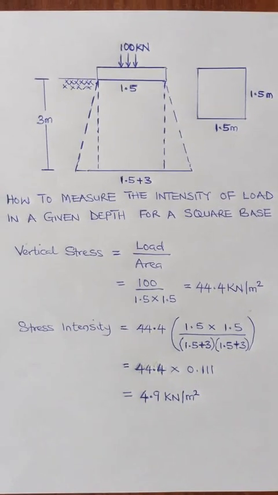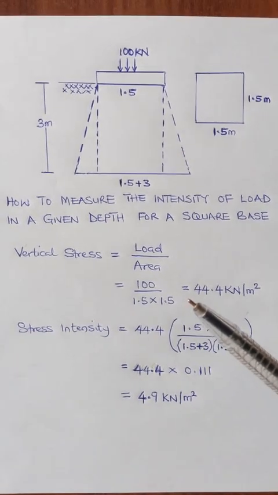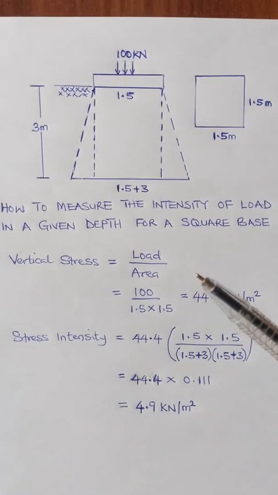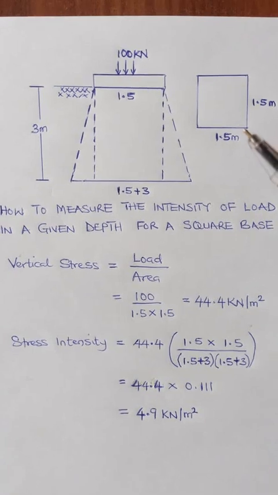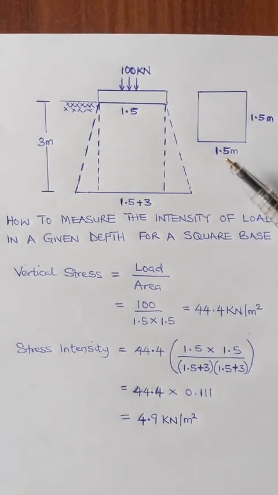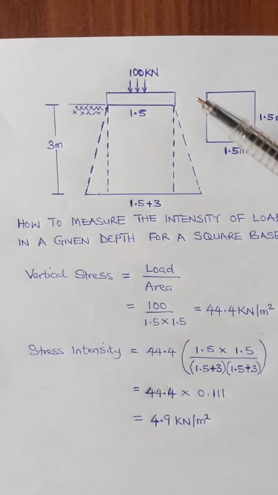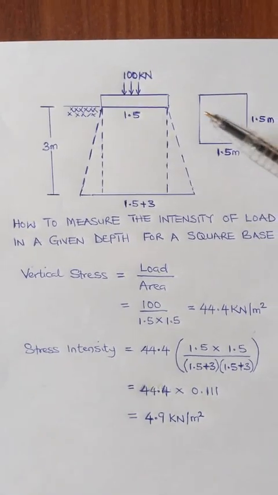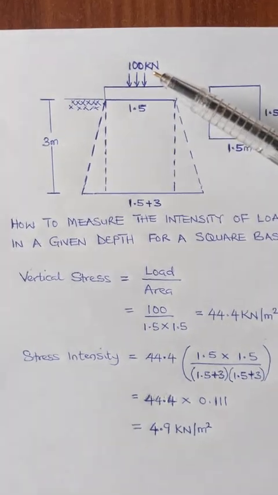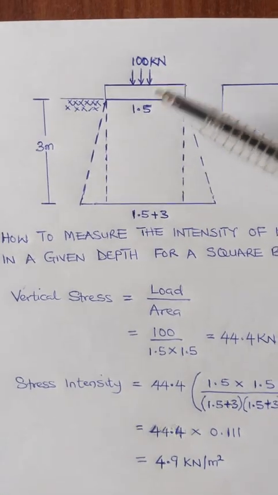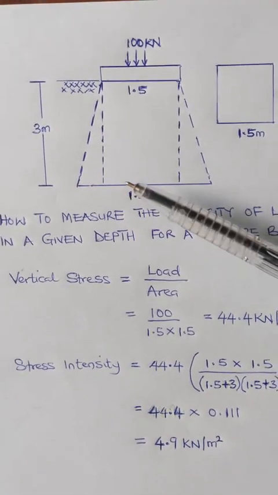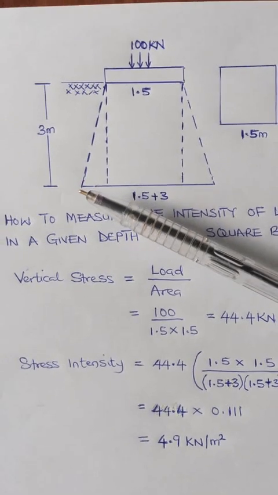So today we are going to look at how to measure the intensity of load at a given depth for a square base. So we have a base of 1.5 by 1.5. All right, so we want to see the impact of this load, 100 kilonewton, at a depth of 3 meters, at this depth of 3 meters.